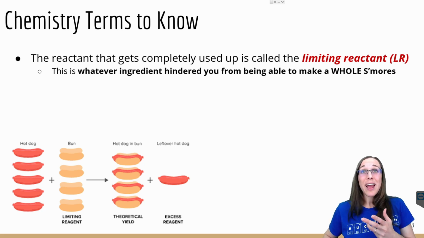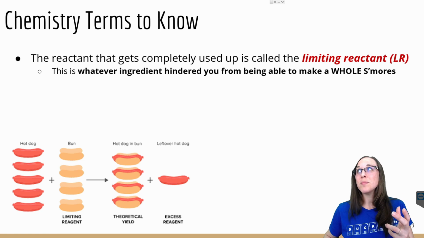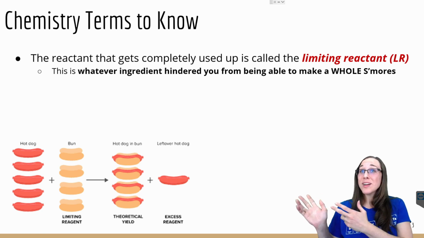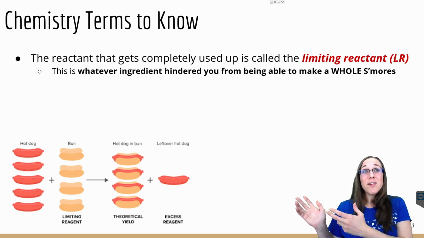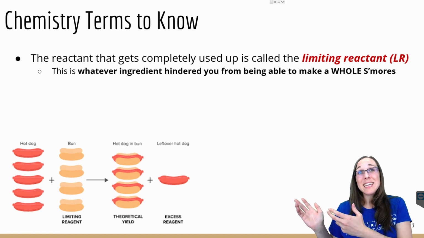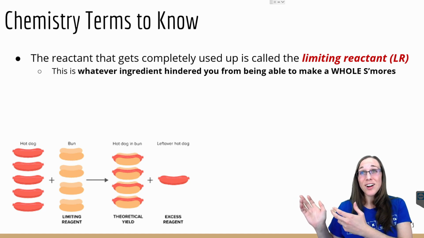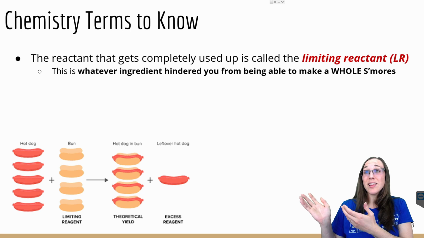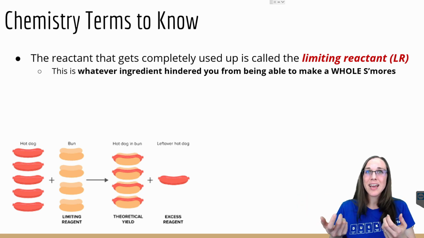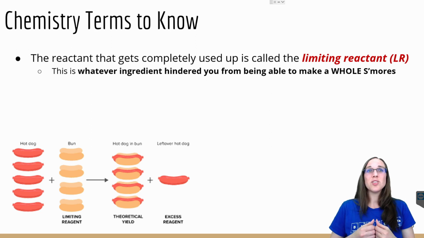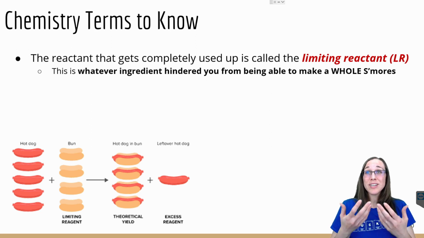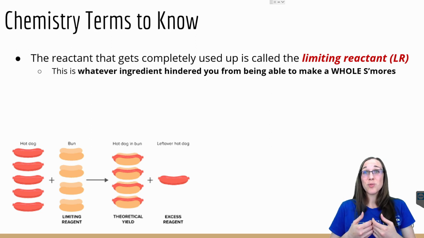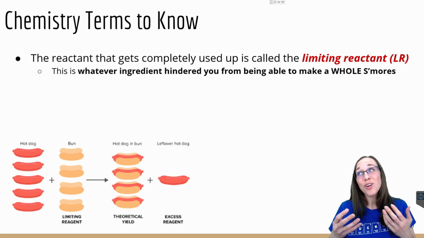Again, that would be whatever ingredient would hinder you from being able to make a whole s'mores, or as in this image on the slide here, whatever is going to limit my ability to continue to make hot dogs. Here I have an excess of a leftover hot dog, the actual meat thereof, and I don't have enough buns to have another whole hot dog. So my limiting reactant, or reagent, as it's often called, would be my buns in that scenario, that I don't have enough buns for all the hot dogs that I have.